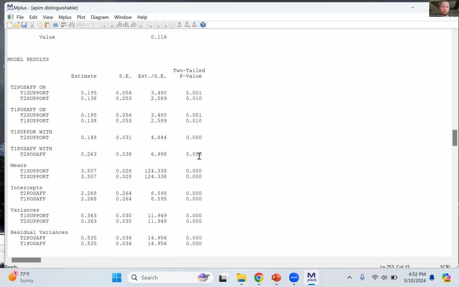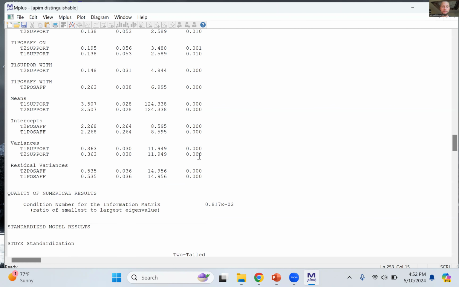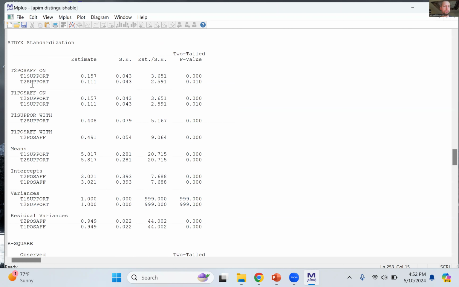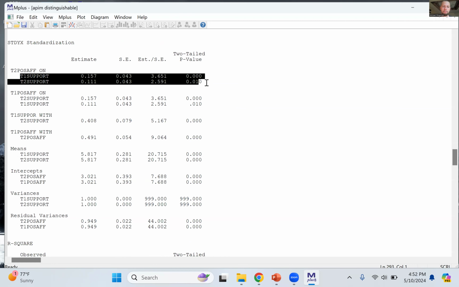So that's a nice way to check your work in case you're potentially worried about misspecifying or having a problem in your syntax. So we can scroll down to the standardized, and we have significant effects just as above, and this is a 1 standard deviation increase in support from twin 1 to twin 2, or twin 1's levels of support leads to a 0.15 standard deviation increase in twin 2's positive affect.